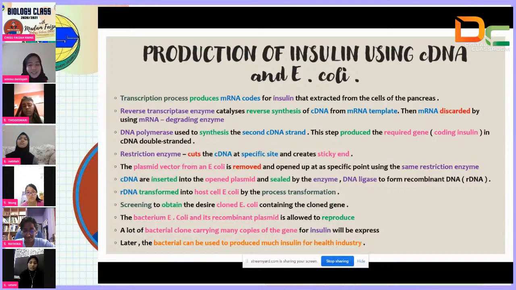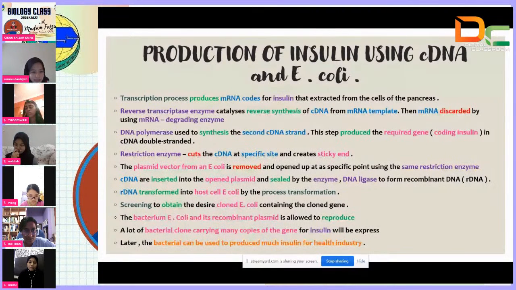Next, the production of insulin using cDNA and E. coli. First, the transcription process will produce mRNA coding for insulin that is extracted from pancreas cells. Reverse transcriptase enzyme catalyzes reverse synthesis of cDNA from the mRNA template. Then the mRNA template will be discarded by using mRNA degrading enzyme. And then DNA polymerase is used to synthesize the second cDNA strand. And then it will produce the required gene coding for insulin in double-stranded cDNA.